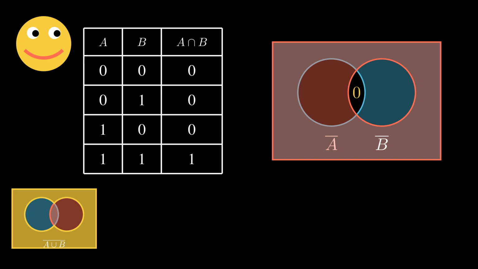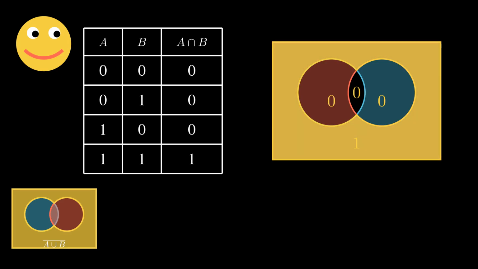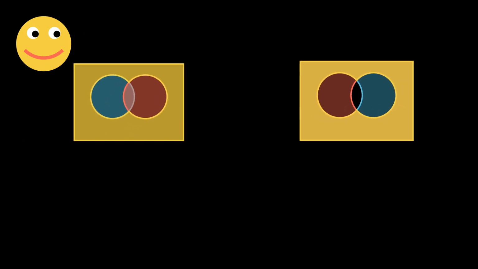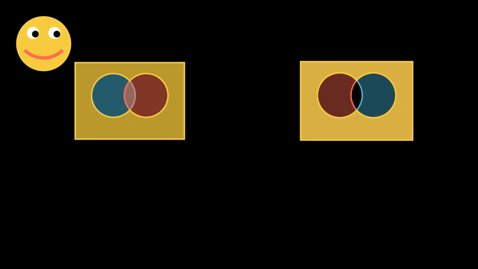Within set A, the complement of B is true. Within set B, the complement of A is true. Outside of both sets, both are true. So we are looking for this. Let's compare it with the original form. It is evident that the same outer yellow set can be achieved within both operations. Therefore, these two operations are identical.